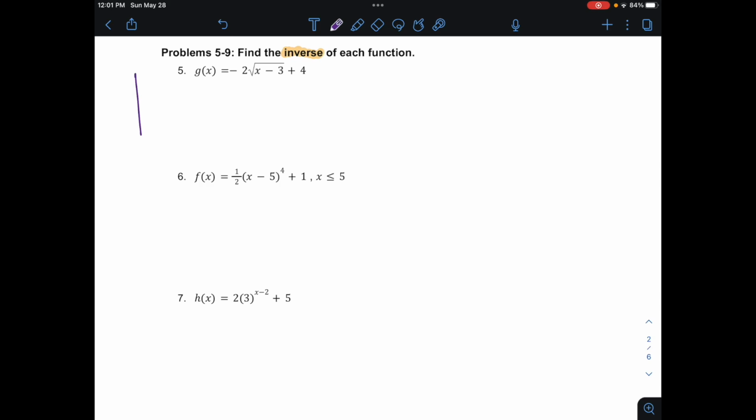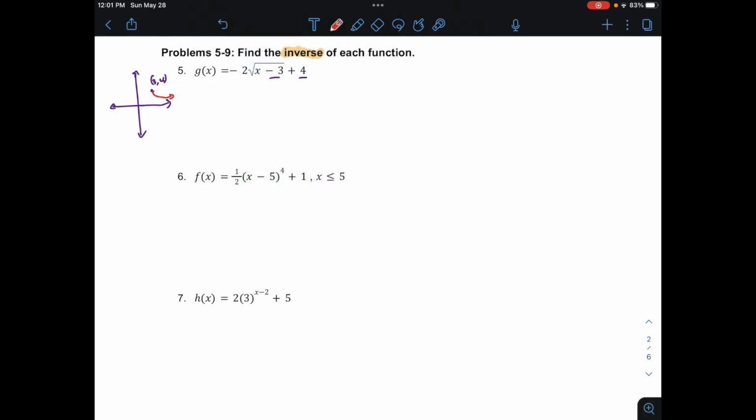If we imagine this on a graph, we have negative square root of x minus 3, plus 4. So our vertex would actually be at positive 3 comma 4, right? And we have a negative square root function, so we're going something like this, and we're going off. Let's make that a different color.